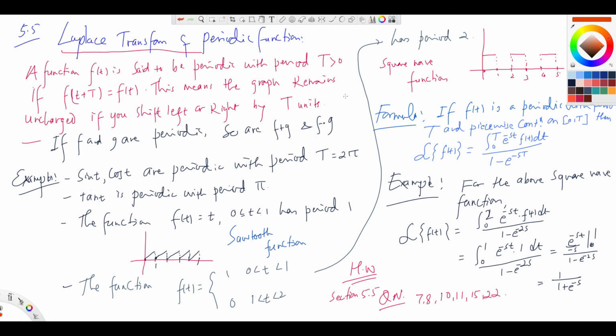Okay, and there is a note: if f and g are periodic, so are f plus g and f times g of the same period. Okay, so let us see an example.